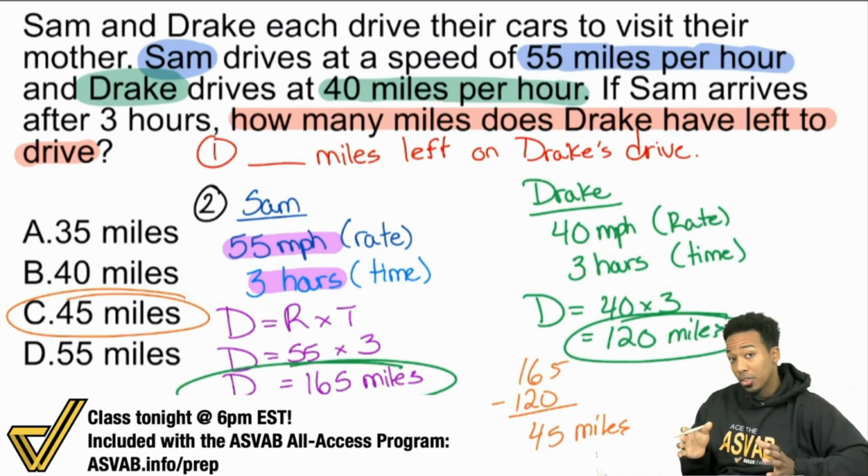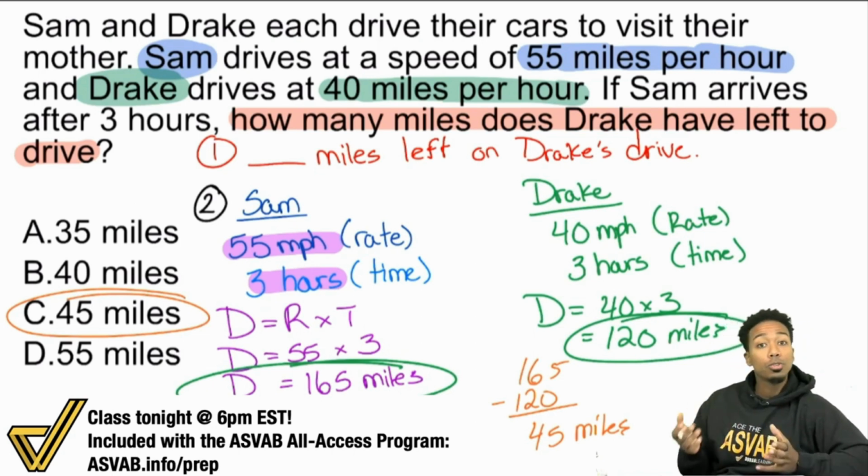There is an alternate method here. What you can also do is subtract their rates and then multiply by the 3 hours. You would have gotten 45 miles as well.